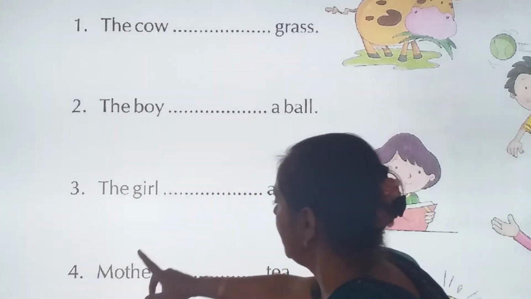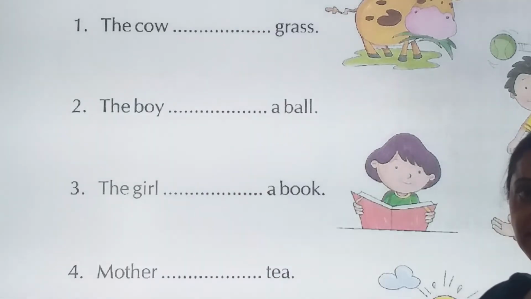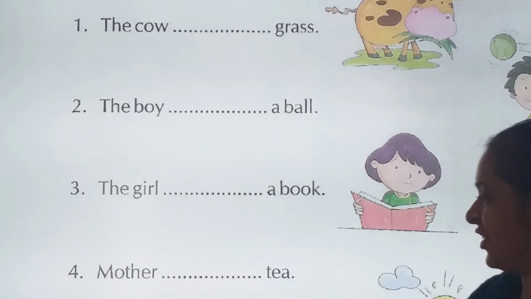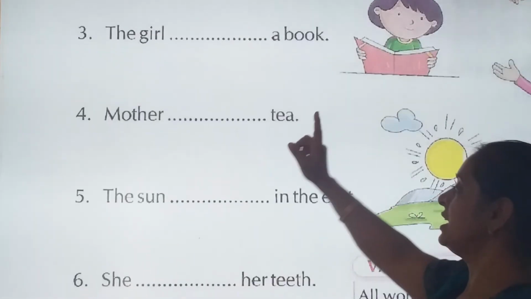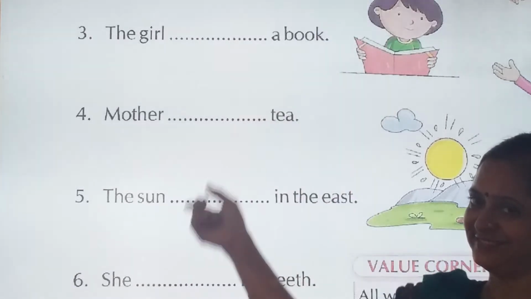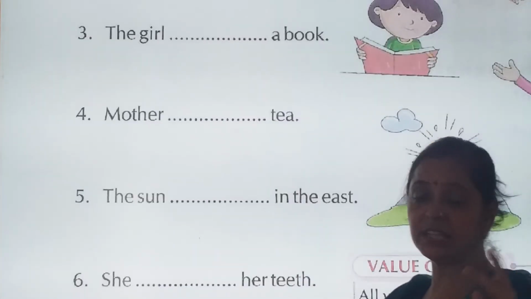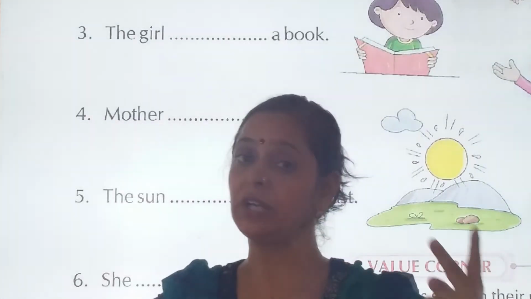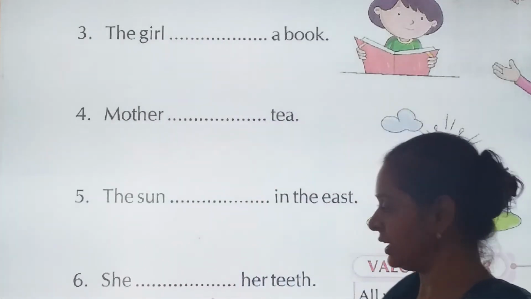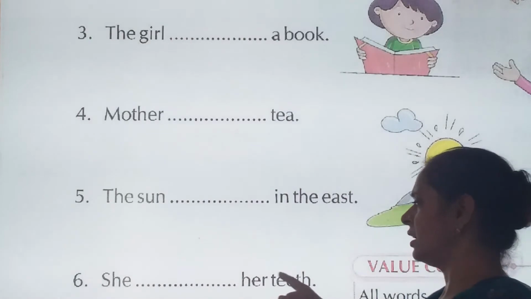Now next one, mother dash tea. Yes, mother drinks tea. Okay. Next one, the sun dash in the east. The sun, yes. Read the sentence twice. If you are not able to follow, read again, then do it properly. Okay? She dash her teeth.